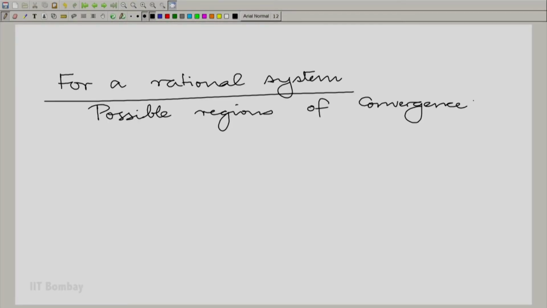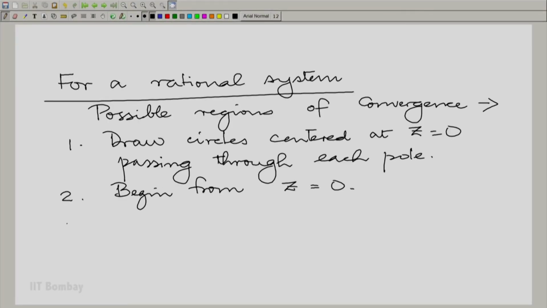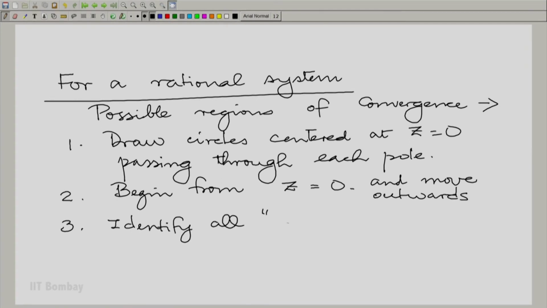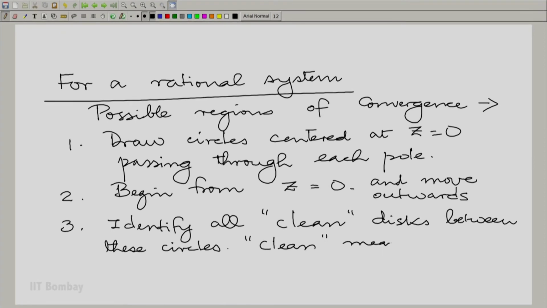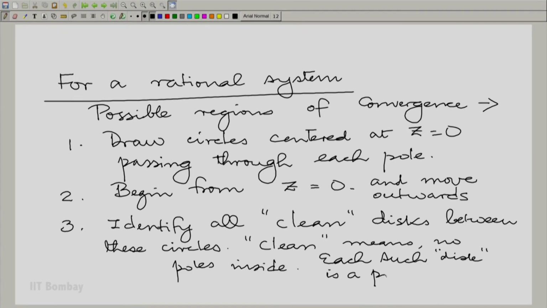What are the possible regions of convergence? We draw circles centered at z equal to 0 passing through each pole. We begin from z equal to 0 and move outwards. Identify all clean disks between these circles. Clean means no poles inside. Each such disk is a region of convergence. So, now you have identified how you can get each possible region of convergence.